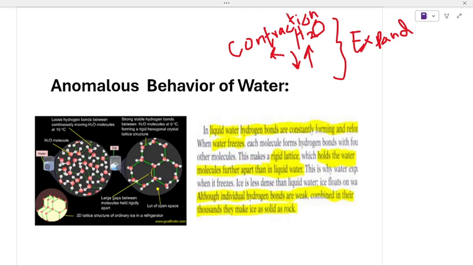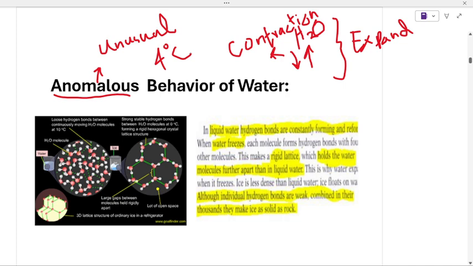But in reverse of this normal condition, the water molecules show an unusual behavior. Anomalous means unusual behavior. So the unusual behavior of water molecules happens at 4 degrees centigrade basically. As we have mentioned the normal condition over here, but when we decrease the temperature up to 4 degrees centigrade, then water shows a very unusual property, that is called anomalous behavior of water.